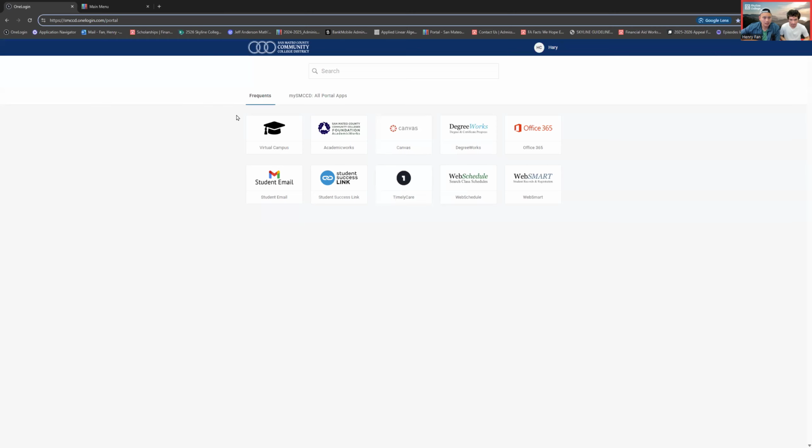Okay. So logging into OneLogin, the URL is smccd.onelogin.com/portal. After you log in, you should see this student email app, or this tile with the Gmail logo. And when you click on here, it will show you how to get into your student email.